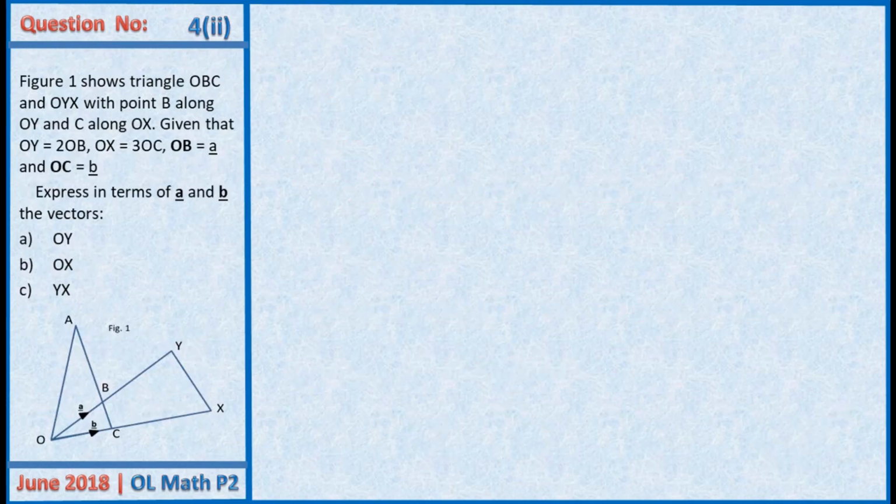Figure 1 shows triangle OBC and OYX with points B along OY and C along OX. Given that OY is 2OB and OX is 3OC, OB is equal to a and OC is b, express in terms of a and b the vector OY. Well, to me, the answers have been given. The equation is direct. OY is equal to 2 times OB. But most students will fail this question because they will replace OB by small b. That's the trick in the question. It's very simple, but there's a trick in it.